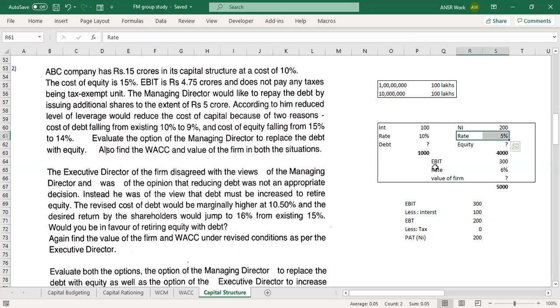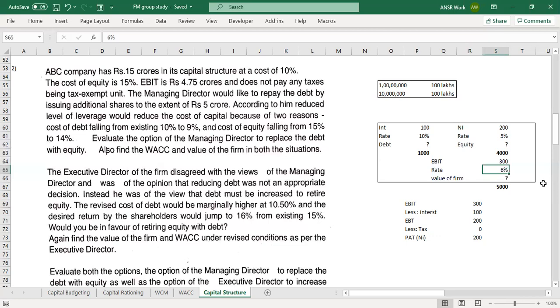Now, exactly in the similar way, I'll give you one more example. EBIT, earnings before interest and tax, is 300 rupees. Your weighted average cost of capital is 6%. How much should be the value of the firm? 5,000. 5,000 is the correct answer.